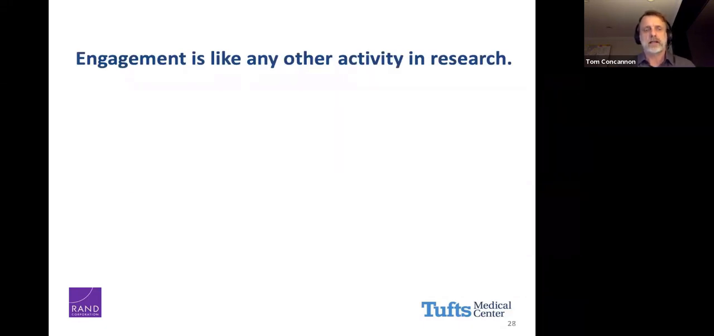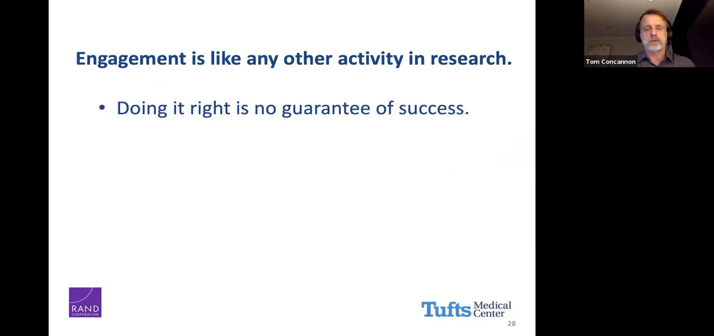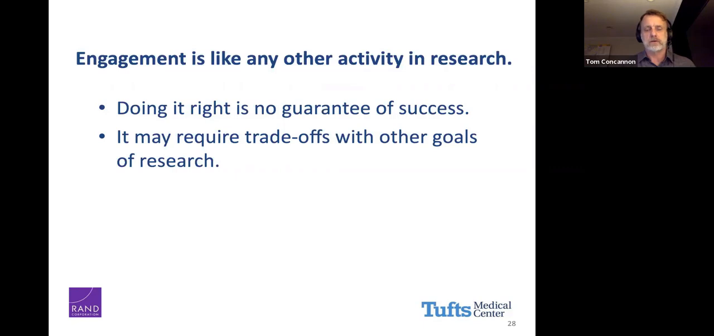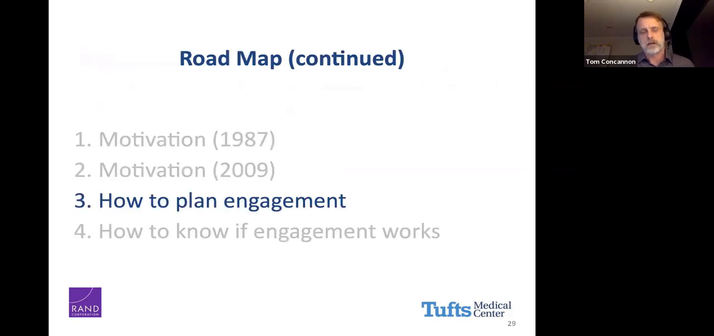We should also recognize that engagement work is like any other activity in research, whether it's recruiting patients for involvement or participation in a trial, or managing a research budget, or managing research data, or interacting with the IRB. Engagement is another activity in research, and doing it right is no guarantee that it will be successful. You can do everything right and still face insurmountable barriers to getting it right. It may require trade-offs with other goals of research. Because this is true, we should be very cautious about over-promising engagement activities. It's very important that we scale engagement activities to the needs of the research agenda. And so that's a segue into the next topic, how we go about planning an engagement activity.